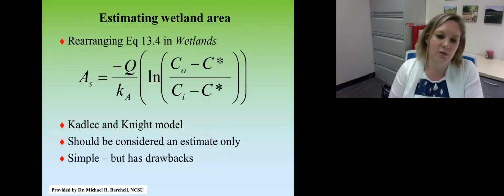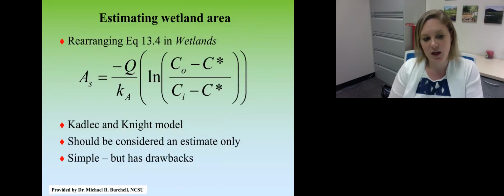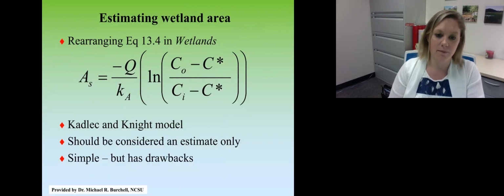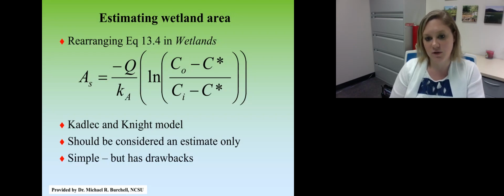So we can rearrange the equation we were just discussing to find the area that's required to meet our goal. This would be a great exercise for you to do, for instance, for your design experiment, where you can determine for their goals what size wetland you would actually need. This would be your area equals your flow divided by your K, which is that removal rate constant we were talking about, times the natural log of your concentration at your outlet minus your background, divided by the concentration at the inlet minus your background concentration. This should only be considered as an estimate, and it's pretty simple, but it does have a few drawbacks that we'll discuss later.